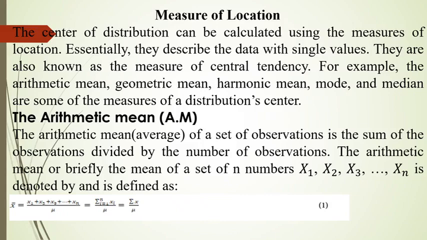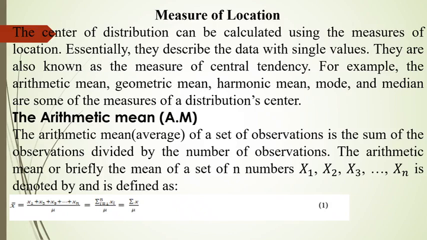Measure of location. The center of distribution can be calculated using the measure of location. Essentially, they describe the data with single values, and they are also known as the measures of central tendency. What are those statistical tools that we use in measuring location? The first is the mean. Our mean can either be the arithmetic mean, geometric mean, or harmonic mean. We also have the median and the mode. They are those statistical tools that we use in measuring the distribution center.